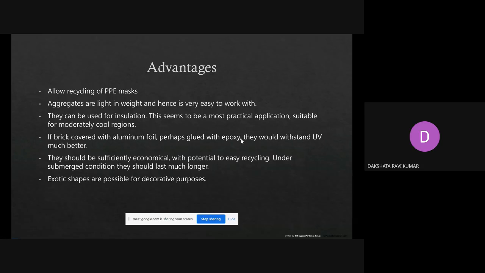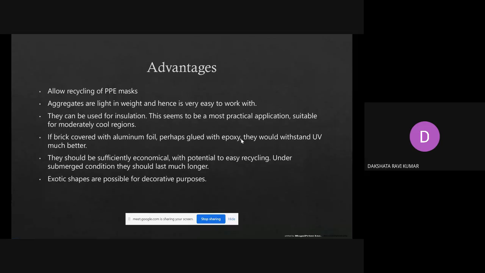And then if the brick is covered with aluminum foil, perhaps glued with epoxy, they could withstand UV much better, so they can be used in places with harsh sunlight. And then they should be sufficiently economical with potential for easy recycling. Under submerged conditions, they should last much longer. And the last thing is exotic shapes are possible for decorative purposes.